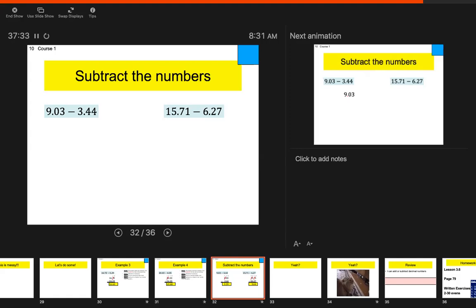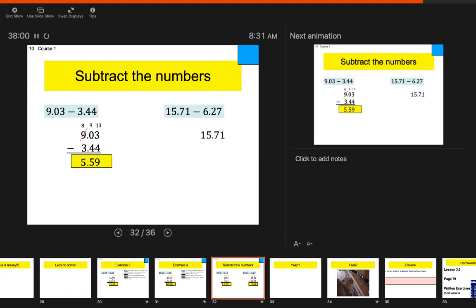We good? All right, let's take a look at this. The first one goes on top, second one goes on the bottom. Line up decimal places. I don't need to add any zeros here. I can't do 4 from 3, so I need to borrow all the way from the 9. 9 becomes an 8, the 0 becomes a 9, the 3 becomes a 13. 4 from 13 leaves 9. 4 from 9 leaves a 5. 3 from 8 leaves another 5. So 5 and 59 hundredths.